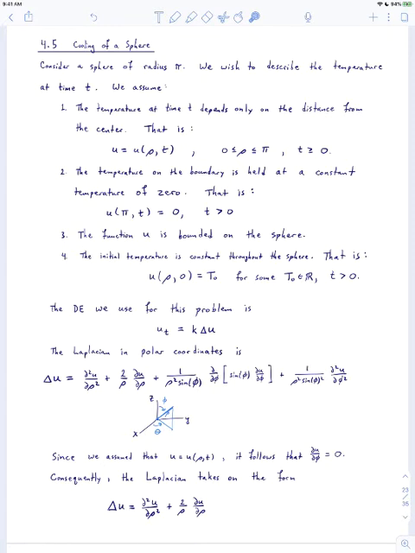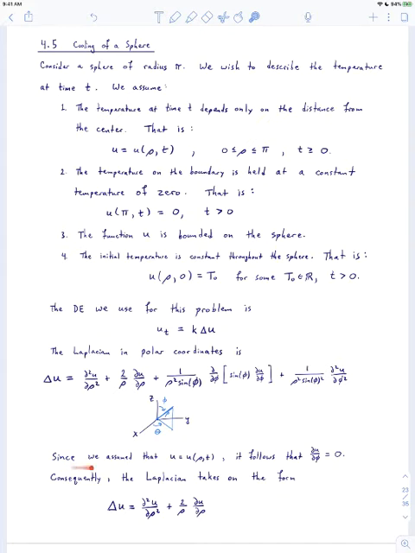So the differential equation we use for this problem is the heat equation. U sub t equals k times the Laplacian of u, because we're in 3 dimensions. So the Laplacian in polar coordinates is given by this rather impressive formula. We didn't actually show this, but we discussed it in one of the earlier lectures, where this is the picture that describes the meaning of rho, phi, and theta.